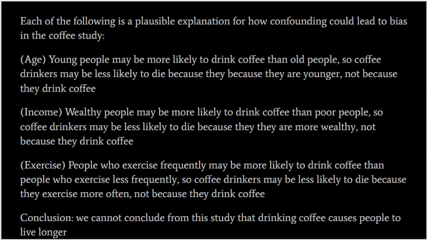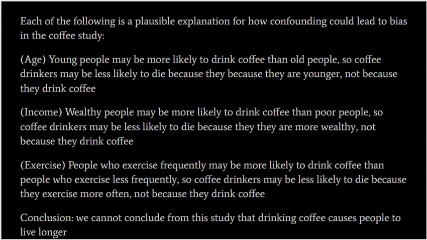So that one variable was tied to both the explanatory and the response. Income. Wealthy people may be more likely to drink coffee than poor people because they can afford it, right? If you're poor, maybe you can't afford to drink 5 cups of coffee a day. So coffee drinkers may be less likely to die because they are more wealthy, not because they drink coffee. And if you think about it, income is also tied to how often you die. There have been a lot of very good studies that show wealthier people live longer because they can afford medical treatment if they need it. So that's a variable that is related to both drinking coffee and dying.